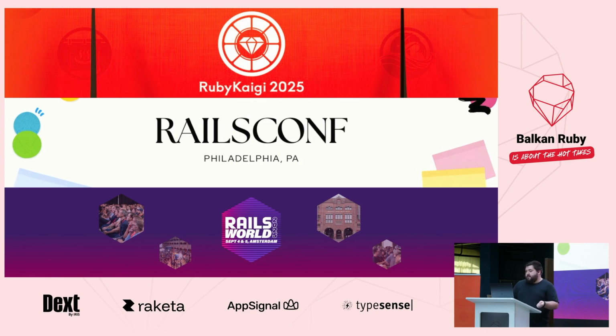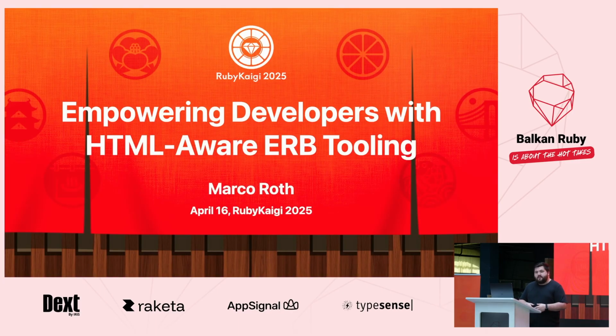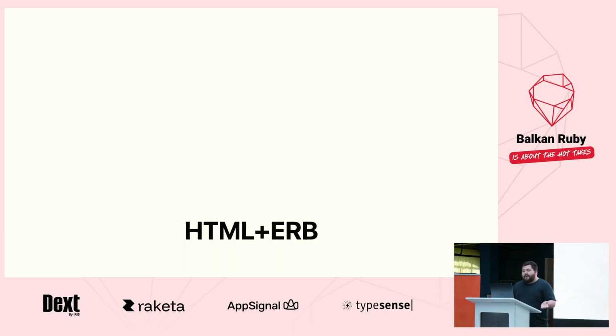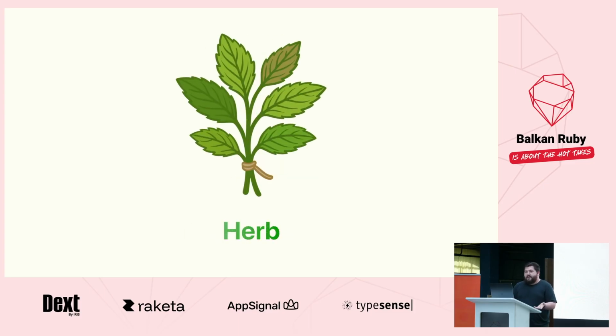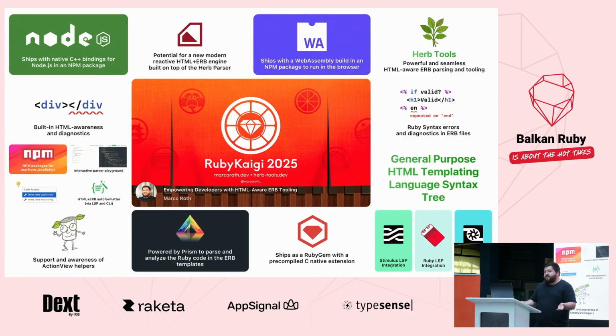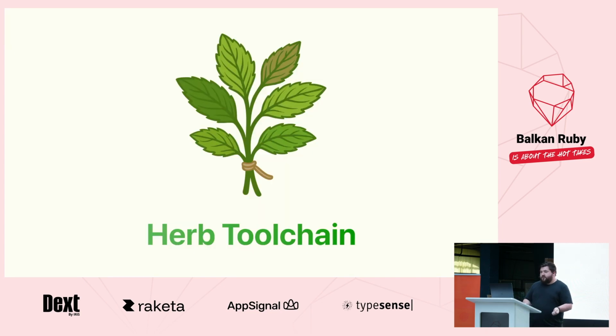And at RubyKaigi last year, I was talking about this HTML-aware tooling. And there, I was talking about HTML ERB and how this kind of came to be the ERB project. So that's kind of the name. And ERB itself, at the heart of it, is a parser. And at RubyKaigi, we shipped this parser to be the foundation for all of this tooling. It shipped for Node.js, RubyGems, WebAssembly, and it's also written in C. And in the meantime, it became this whole toolchain for HTML ERB files.